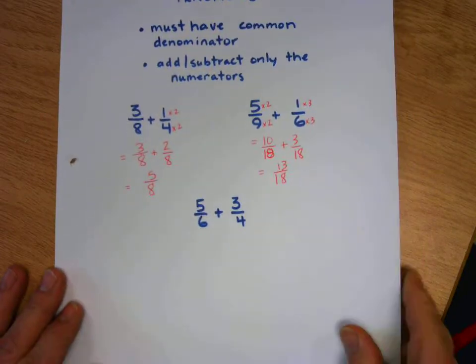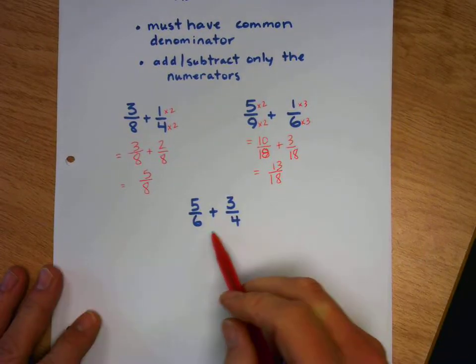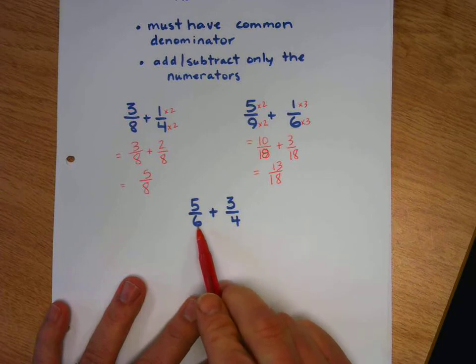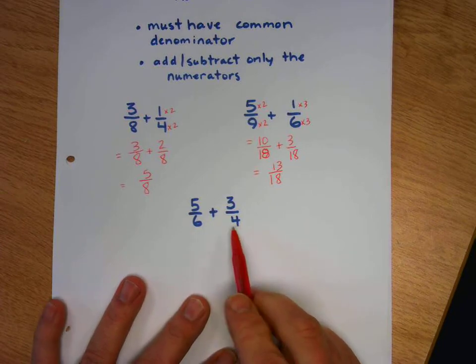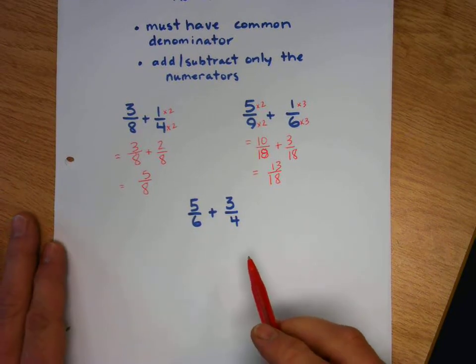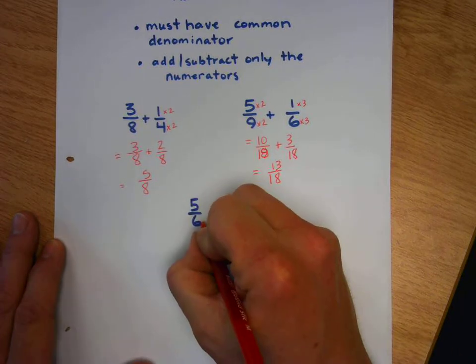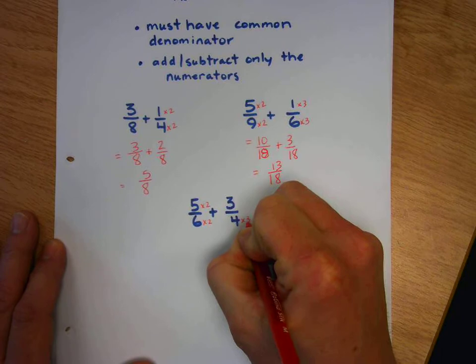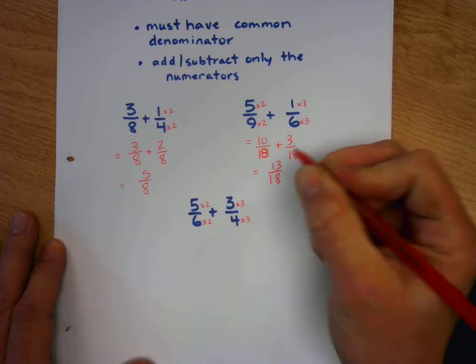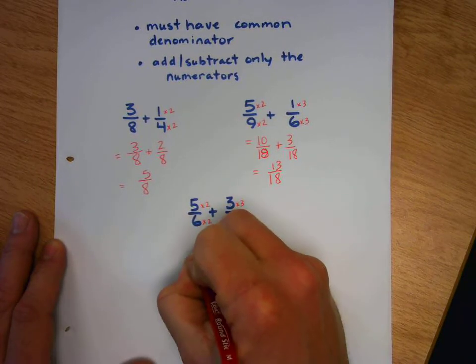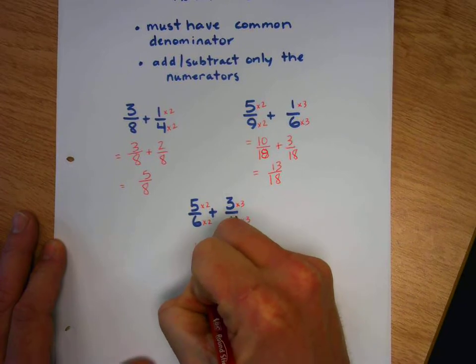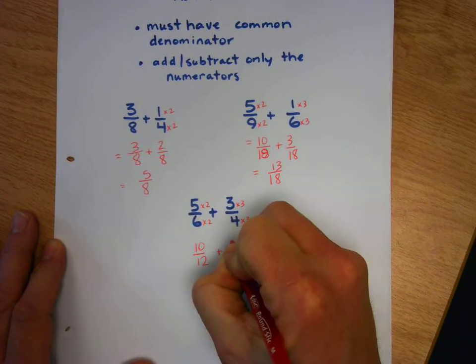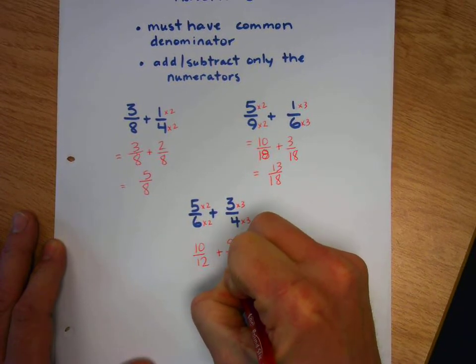Okay. For our third example, 5/6 plus 3/4, we're looking for a common denominator for 6 and 4. First common multiple that they have is 12. So we need 2 groups of 6, 3 groups of 4. Rewriting the number sentence, we would have 10 over 12 plus 9 over 12.